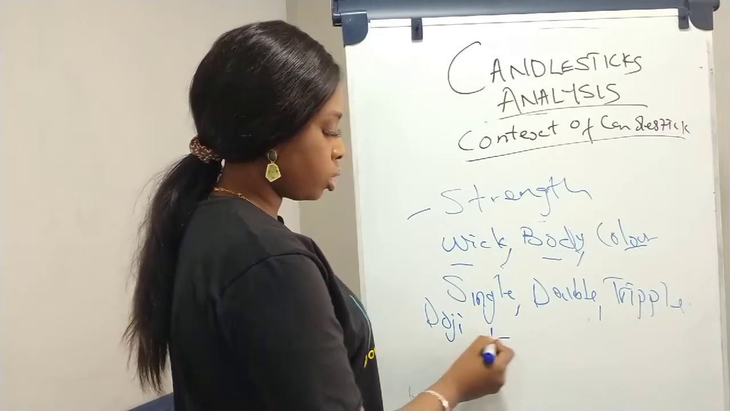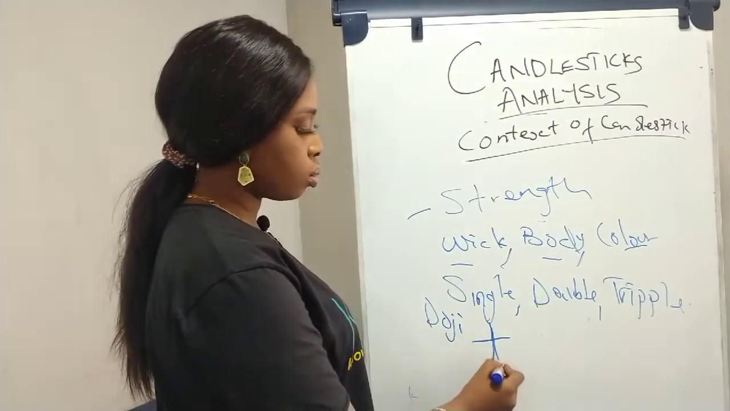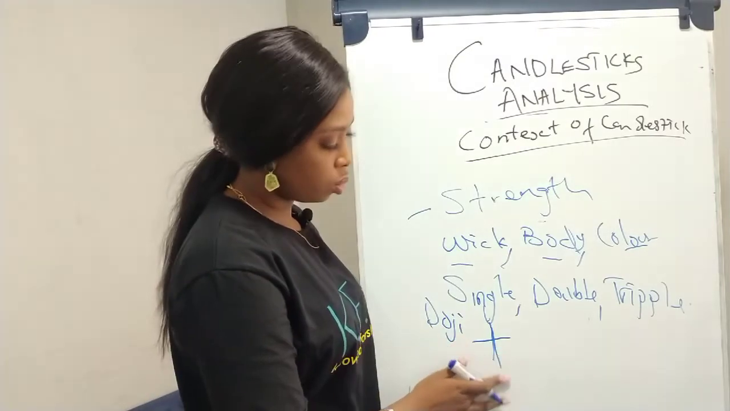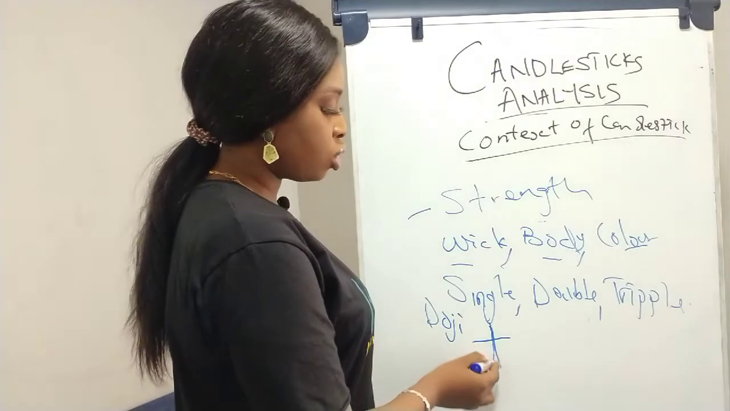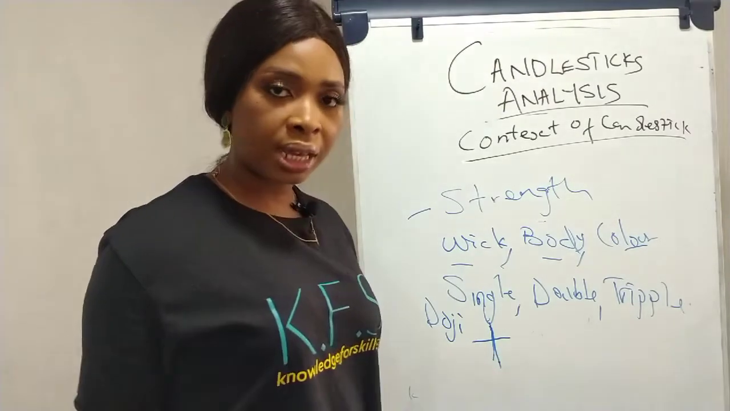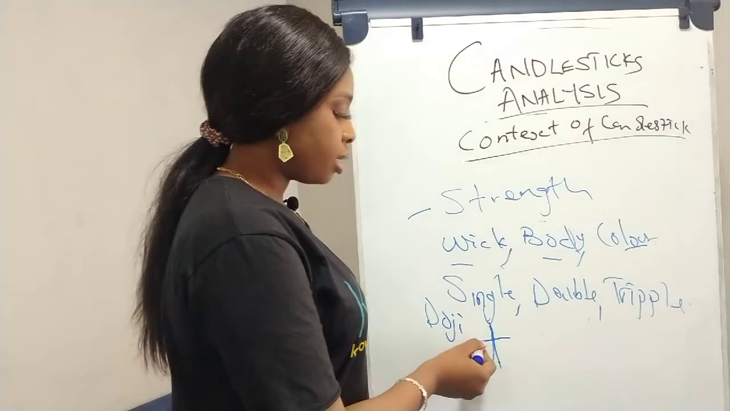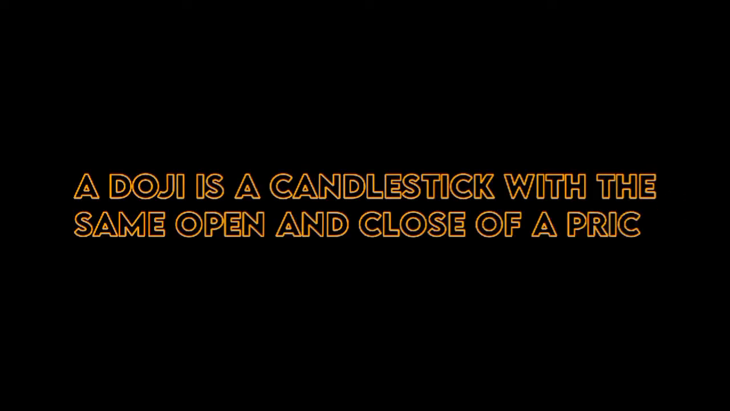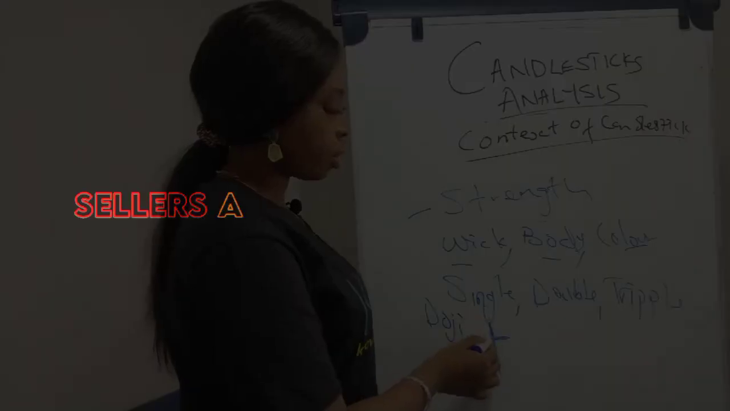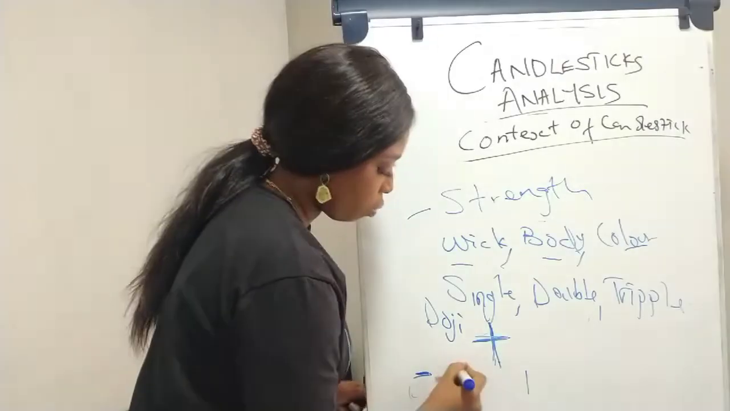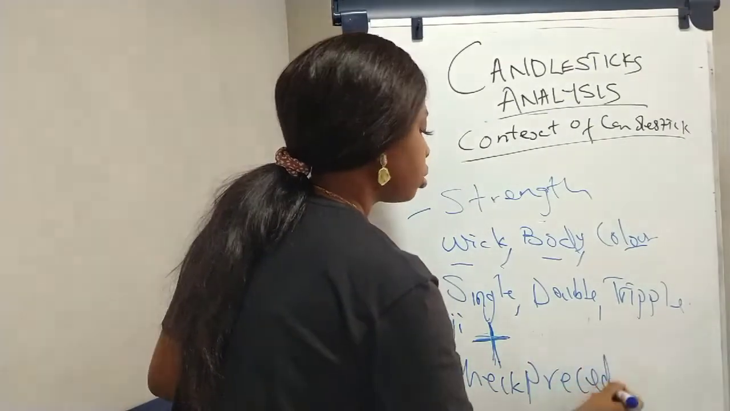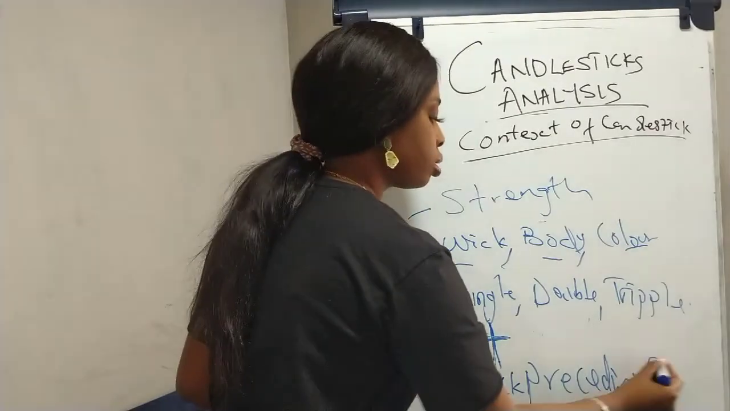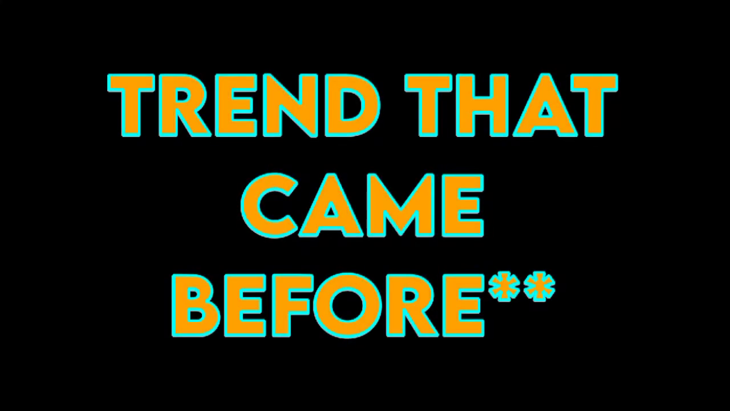I go more into details in my course on Knowledge for Skills, but yes, this is candlesticks. So the doji is a reversal candlestick, right? With the doji, you are more concerned about the wick. The concept behind this is that it has the same opening and the same closing, so nobody is in control of the market. You actually have to wait. Check for the preceding trend, that's the trend that came before.